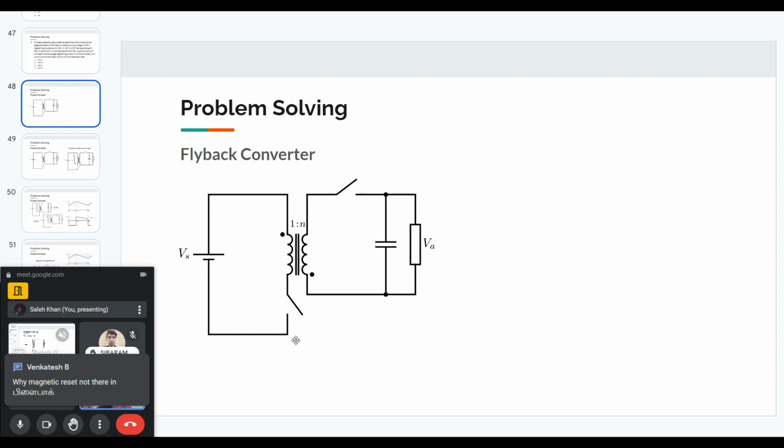Why magnetic reset is not there in, I cannot read what you have written at the end. So if you can write it in English.